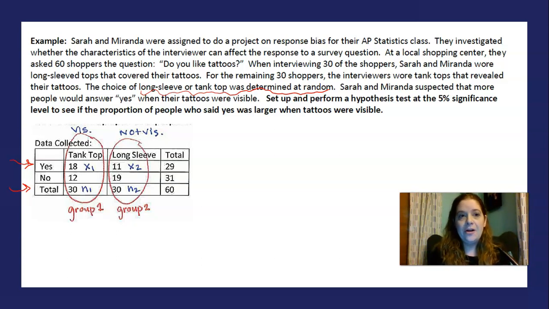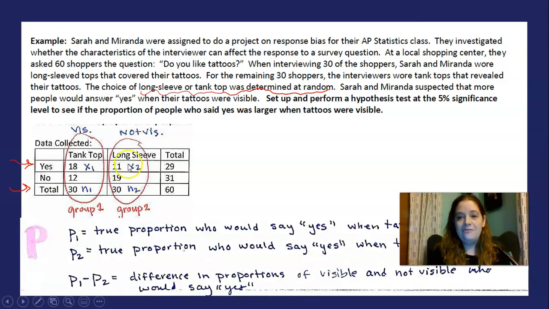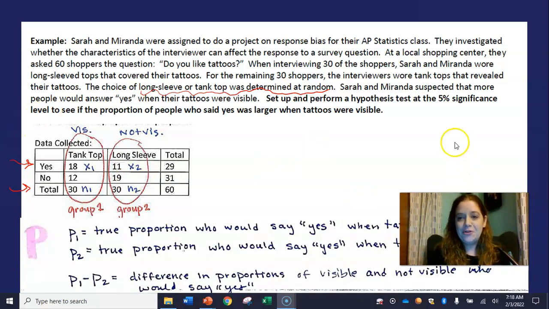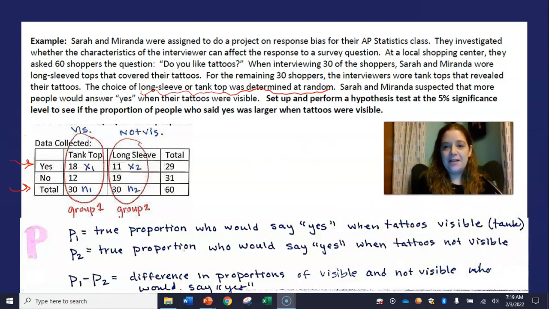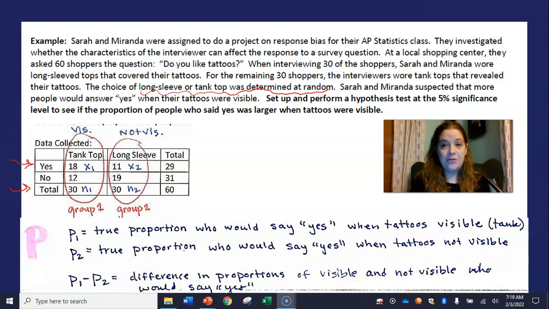All right, so for hypothesis testing, remember we use our acronym PHANTOMS. Our first thing we're going to do is define the parameter, P. Now we have two parameters here. You can do this in a couple of different ways. You could say something like P1 is the true proportion who would say yes when tattoos are visible. That's the tank top group. And P2 is the true proportion who would say yes when the tattoos are not visible.